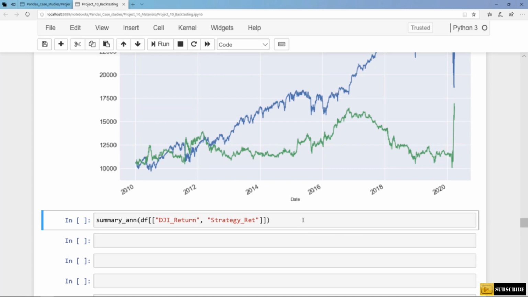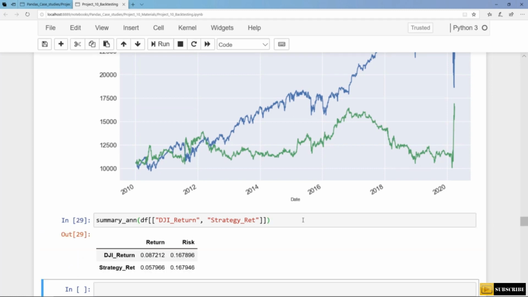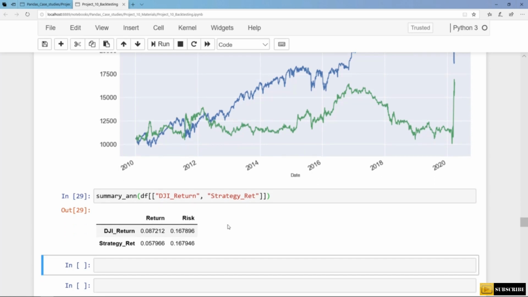And let's also calculate the annualized risk and return. And again, the risk is pretty similar, but still the return is lower than buy and hold. So here we have 5.7% versus 8.7%.